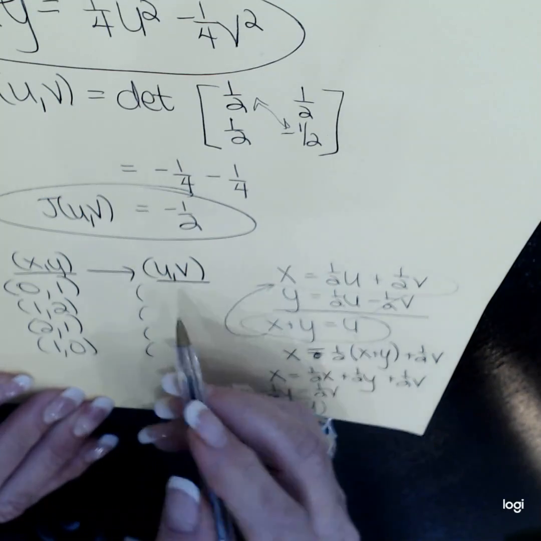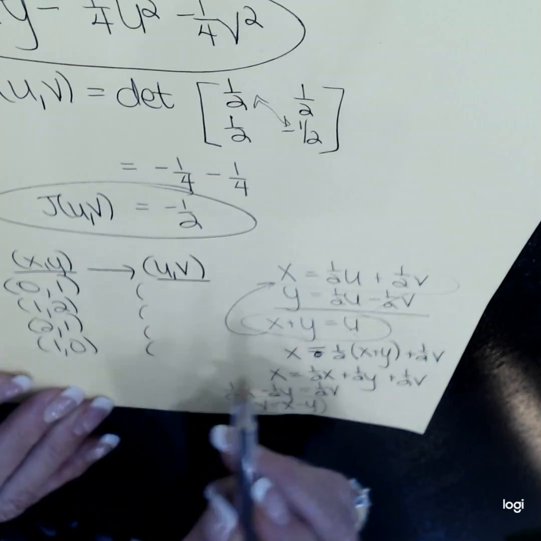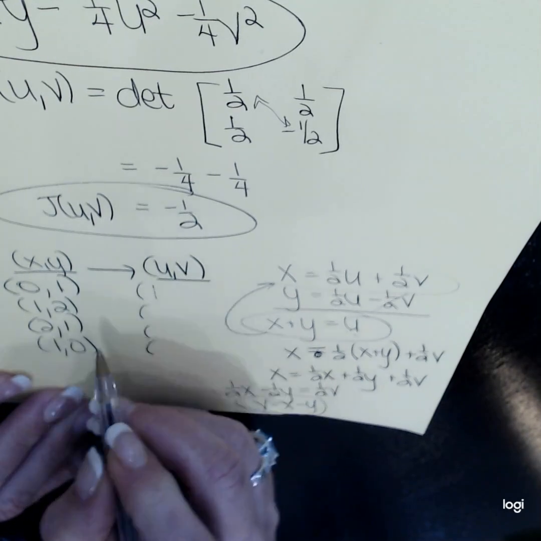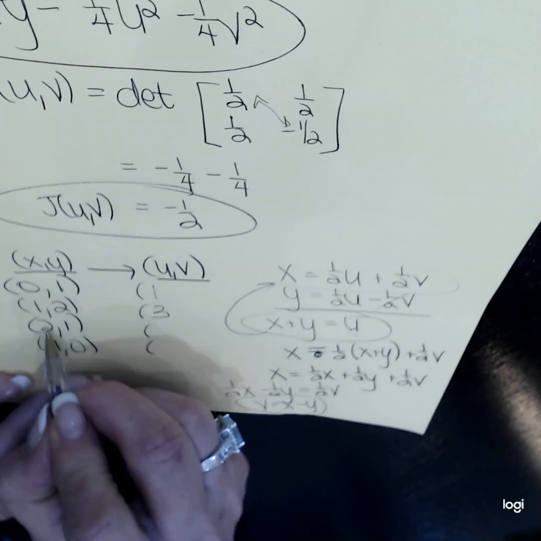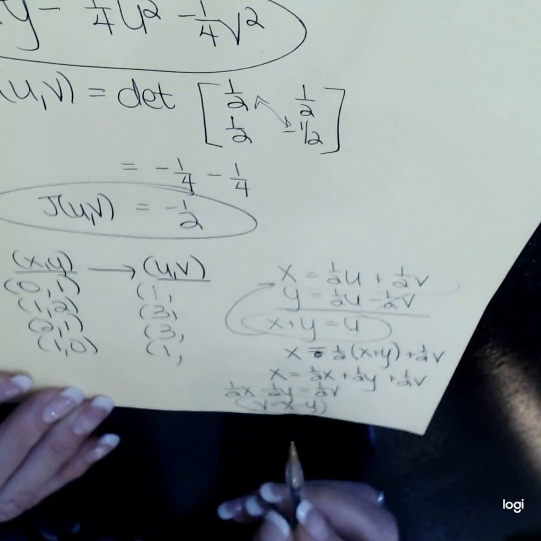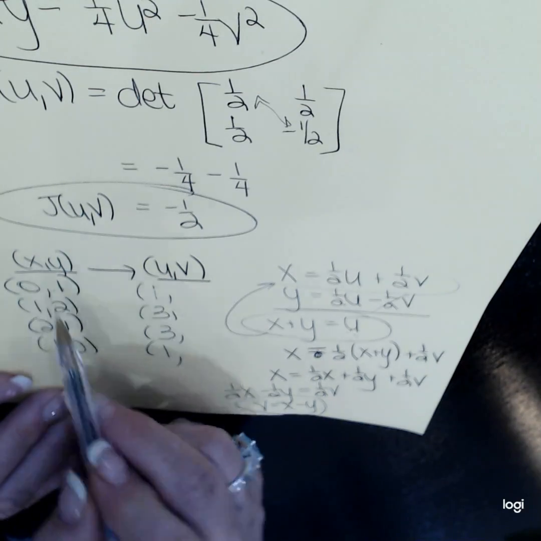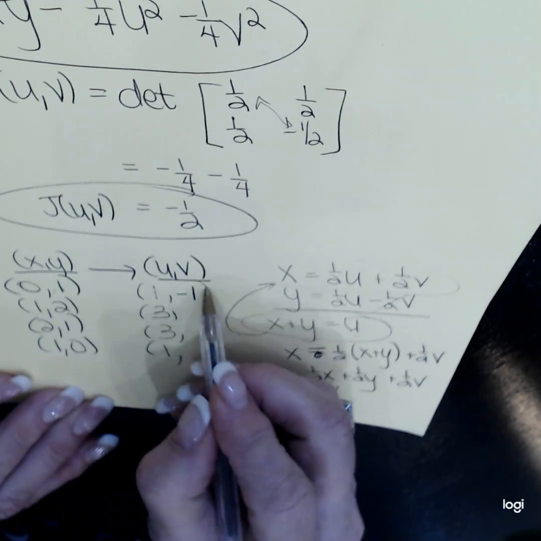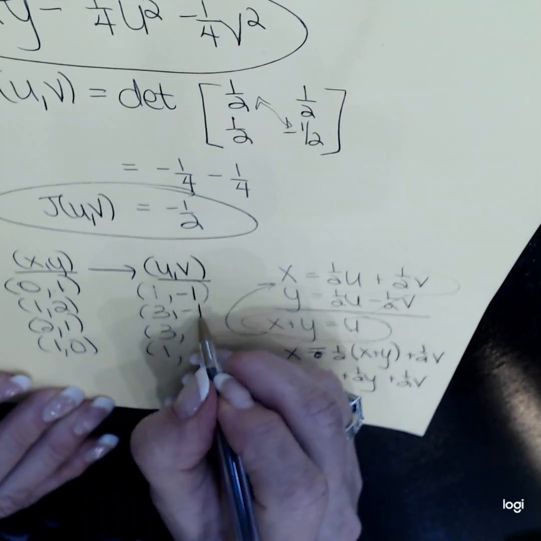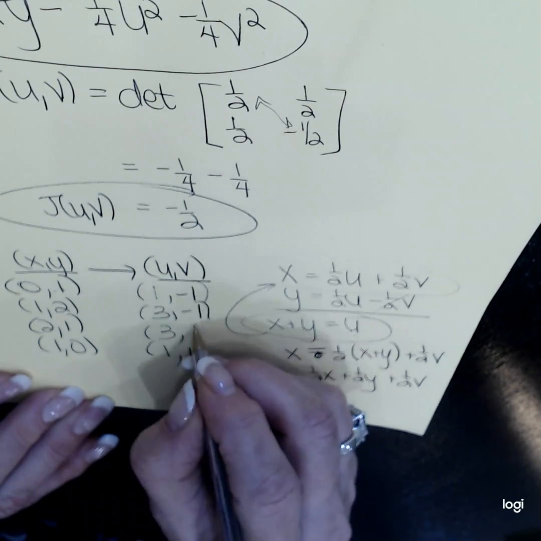So I like to go through and do all the u's and all the v's so I don't mess it up. u is x plus y, so u is 0 plus 1, 1 plus 2, 2 plus 1, and 1 plus 0. And then v is x minus y, so 0 minus 1 is a negative 1, 1 minus 2 is a negative 1, 2 minus 1 is 1, and 1 minus 0 is 1.